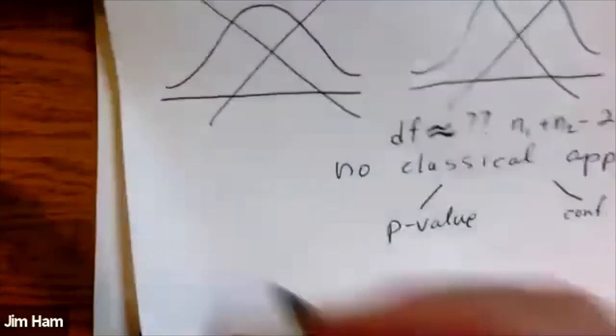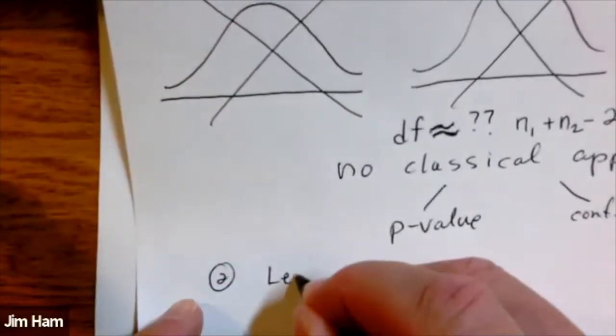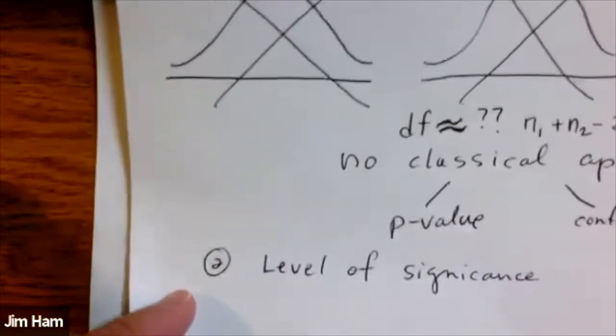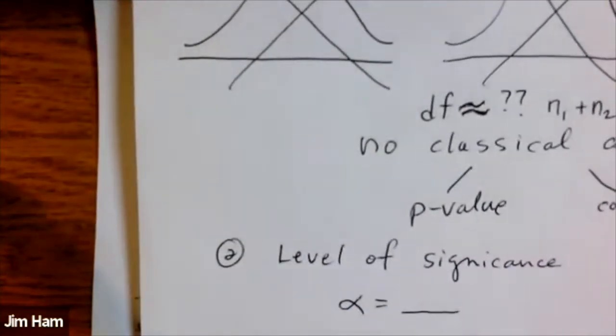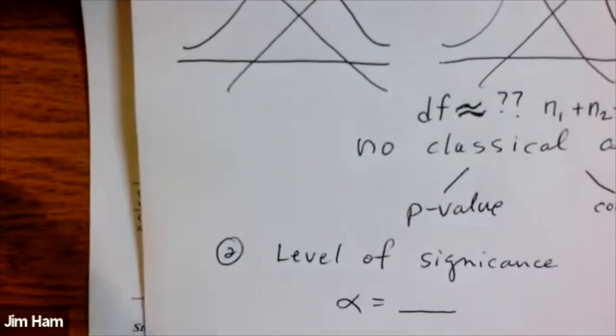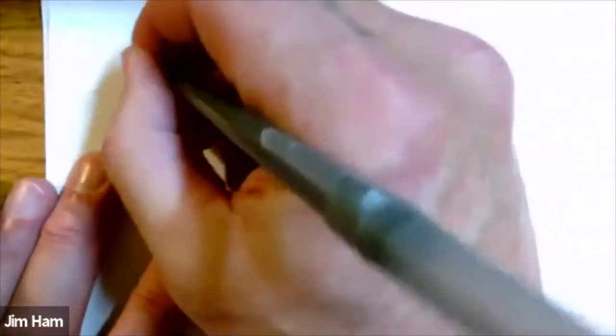Okay, step 2, level of significance. There's no difference in how we've been identifying this level of significance from what we've done in the past. That number, 0.05, 0.01, 0.10, a small number, is the probability of making a type 1 error, rejecting the null hypothesis when in fact it's true. We want that probability to be low. Okay, step 3.